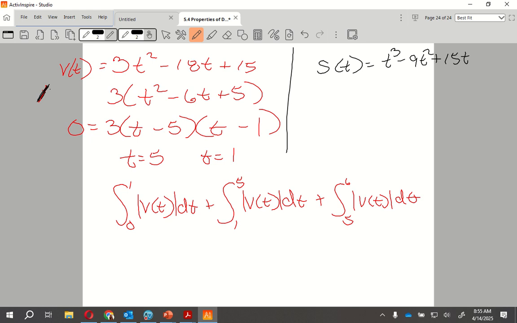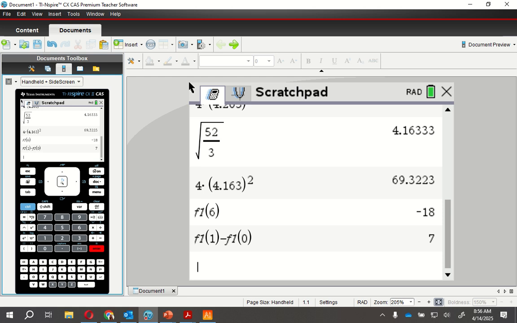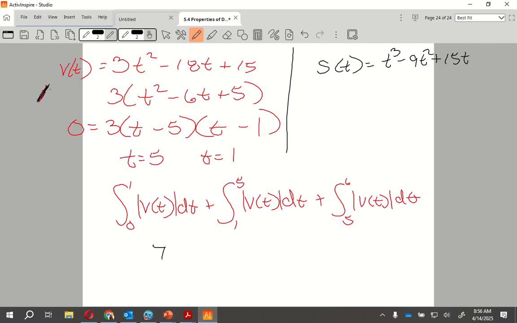Hopefully, yeah. Didn't I just put this in the calculator so I could actually help myself? Because I'm going to evaluate a lot of these problems. So let's evaluate here. Top minus bottom. So I'm going to say s of 1 minus s of 0. Positive 7. So my first value is positive 7.